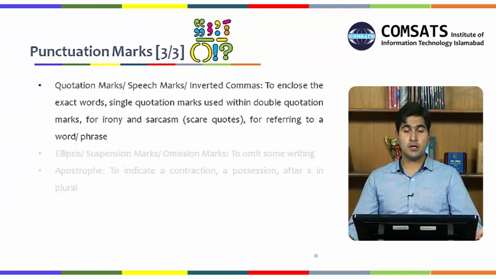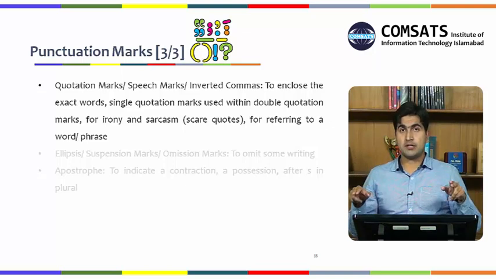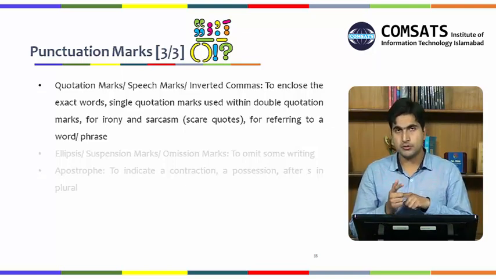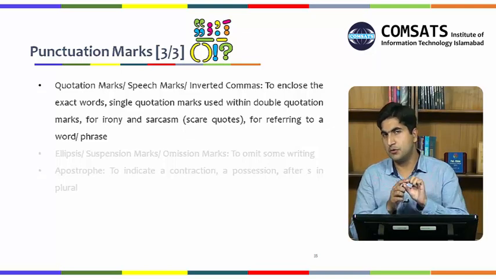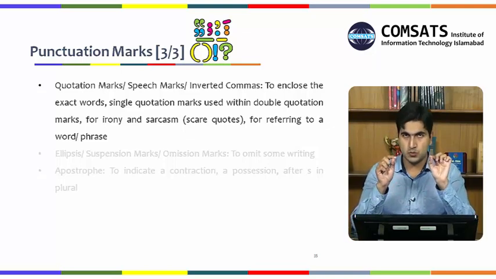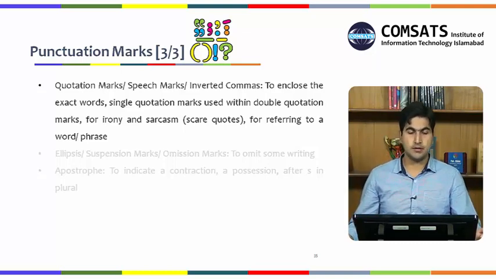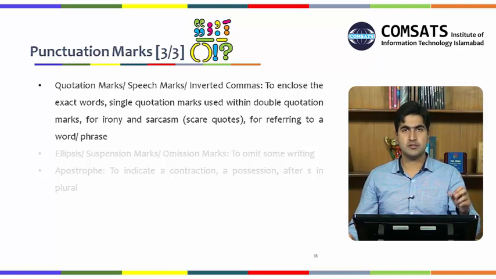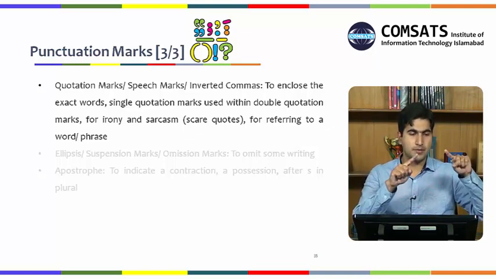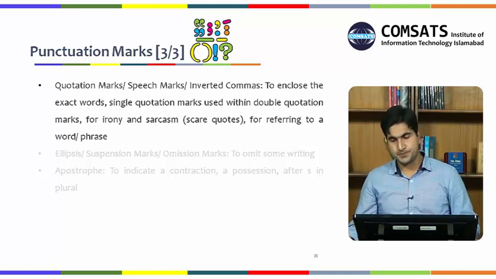Quotation marks, speech marks or inverted commas: how are they used? To enclose the exact words. Single quotation marks are used when there are already double quotation marks, that is, if there is a quote within a quote, so the second quote within the major quote is going to be placed within single quotation marks. So first single quotation mark, then double quotation mark. This is the way you write it. They're also used for irony and sarcasm, using scare quotes, and for referring to a word or phrase as well. So if there is a word you want to talk about, for example, irony, you're going to place it within quotation marks and then discuss it.